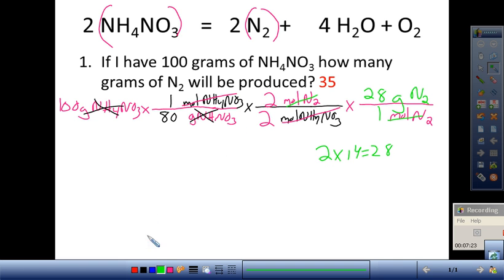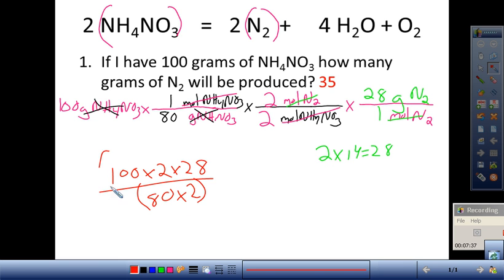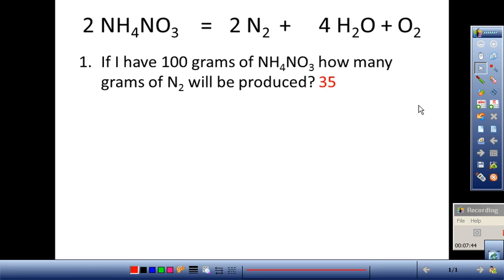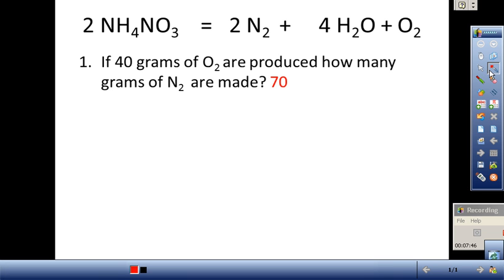Now I'm going to multiply everything on top. So 100 times 2 times 28 divided by 80 times 2. Use parentheses on your calculator and you'll get the right answer. Now I have 40 grams of O2.